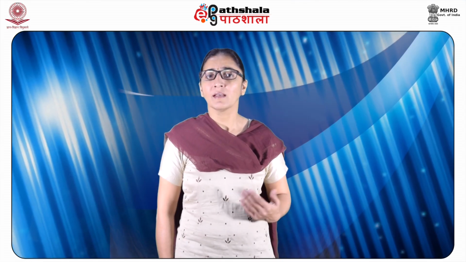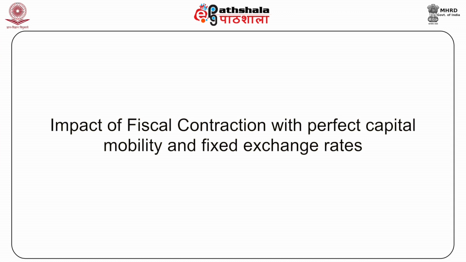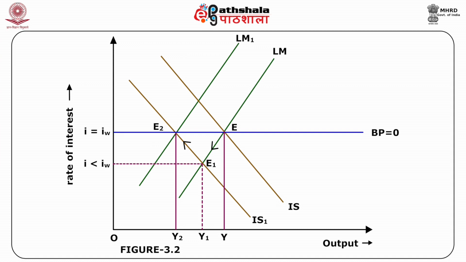Now we can have a look at the impact of fiscal contraction with perfect capital mobility and fixed exchange rates. With a given money supply and initial equilibrium at E, a fiscal contraction will lead to a leftward shift of the IS curve so that the economy is at E1. But at this point, the rate of interest is below the world rate of interest, that is I is less than IW. So this will lead to capital outflow and depreciation of domestic currency.